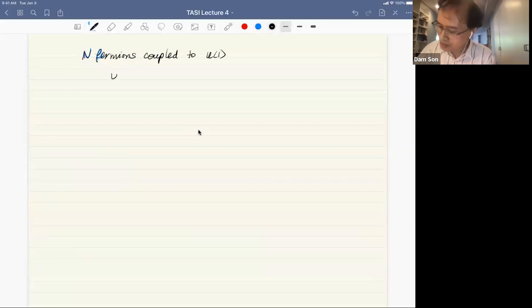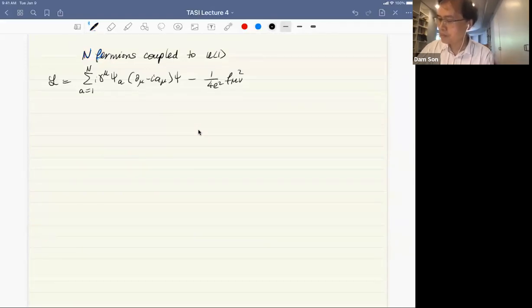Psi, sum over a from 1 to n, with Lagrangian a d mu minus i A mu, and minus 1 over 4 e squared F mu nu squared. In the limit when n is large, if it's defined in 2 plus 1 dimensions, we know that the theory is conformal. It's a conformal field theory.